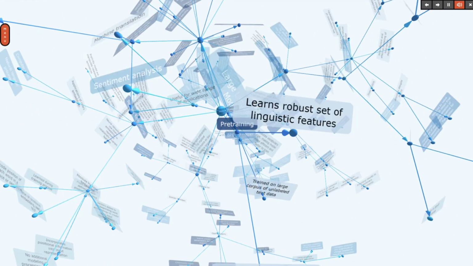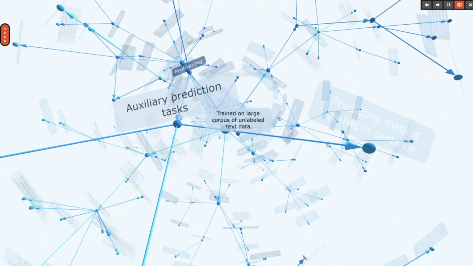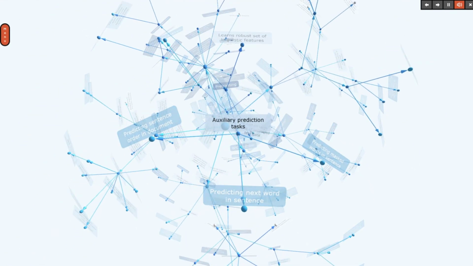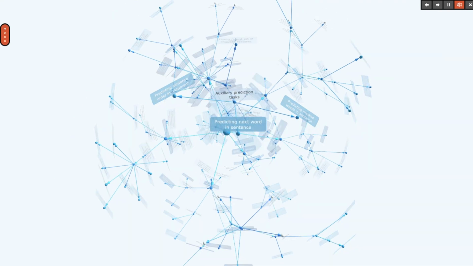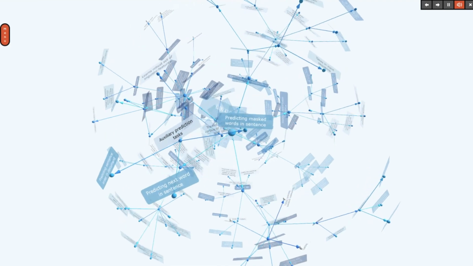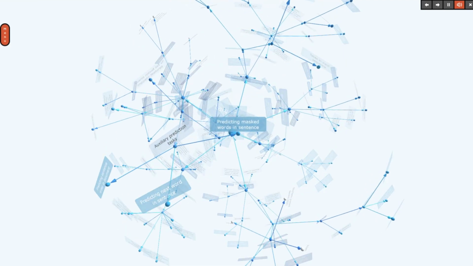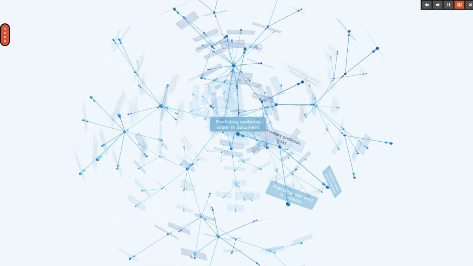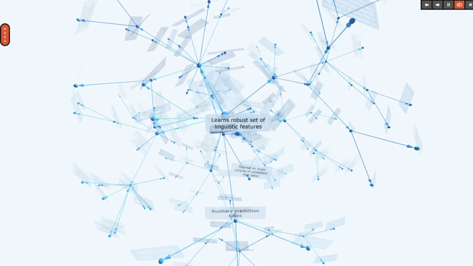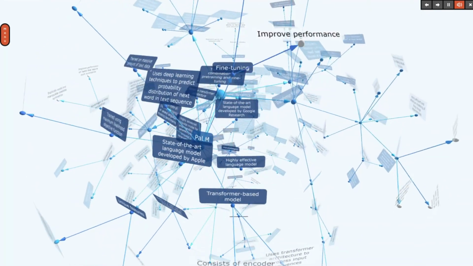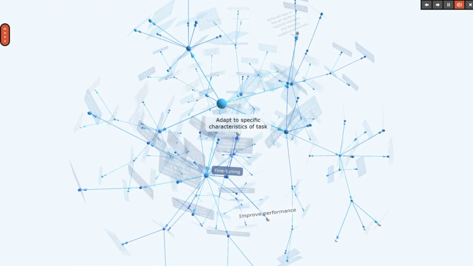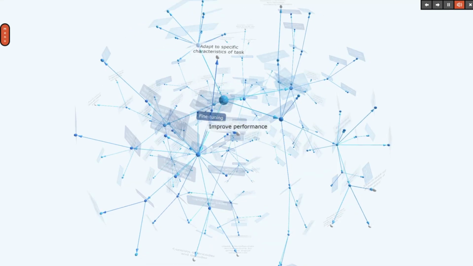Pre-training. Trained on large corpus of unlabeled text data. Auxiliary prediction tasks. Predicting next word in sentence. Predicting masked words in sentence. Predicting sentence order in document. Learns robust set of linguistic features. Fine-tuning. Adapt to specific characteristics of task. Improve performance.